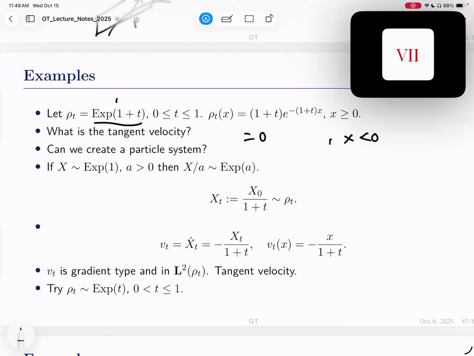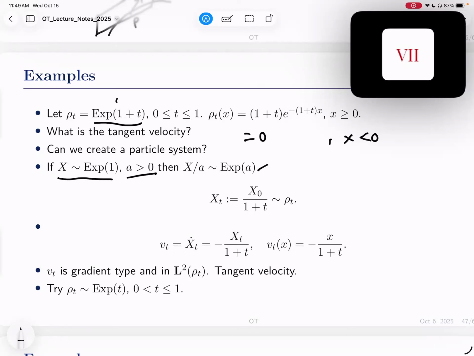Let's see, how would I do this? Well, as it is well known, if I take x to be exponential 1 and a to be some positive number, then x over a is exponential with rate a. Again, basic facts about the exponential distribution. If you're not familiar with it, just do your change of variable here and verify that this is actually true. That exponential is what is called a scale family. If you divide x by a, you get exponential a.